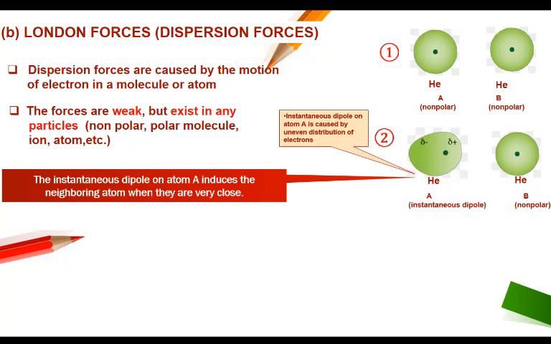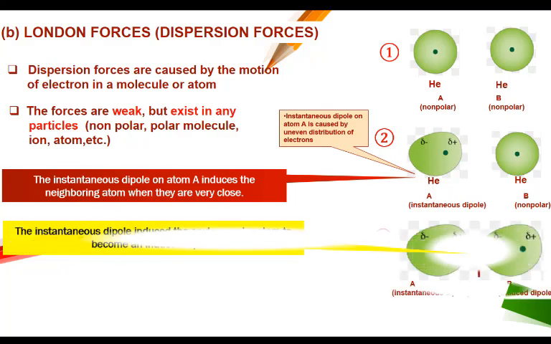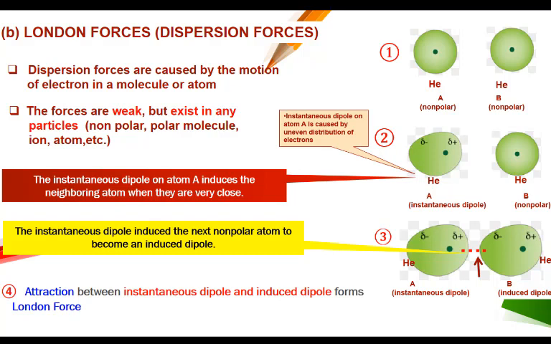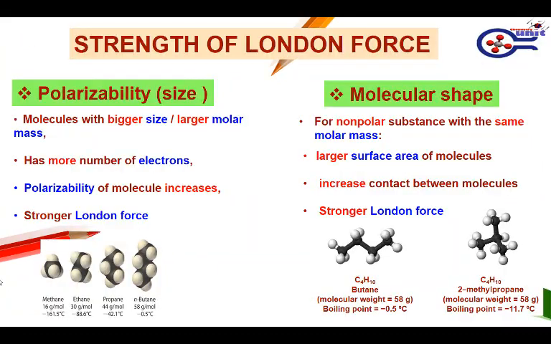As neighboring atoms attract one another, the instantaneous dipole A induces the next nonpolar atom, and it now becomes an induced dipole. The London forces are significant when atoms or molecules are very close to each other. Attraction between an instantaneous dipole and an induced dipole forms London forces. Alright guys, the last part to be discussed in this topic is the strength of London forces, which is influenced by polarizability or size and molecular shape.